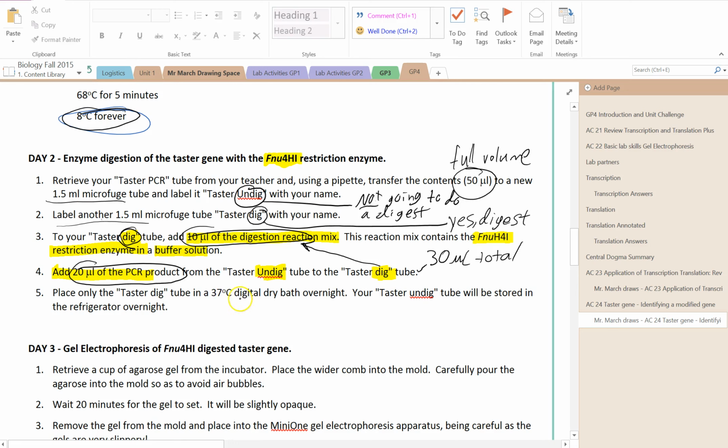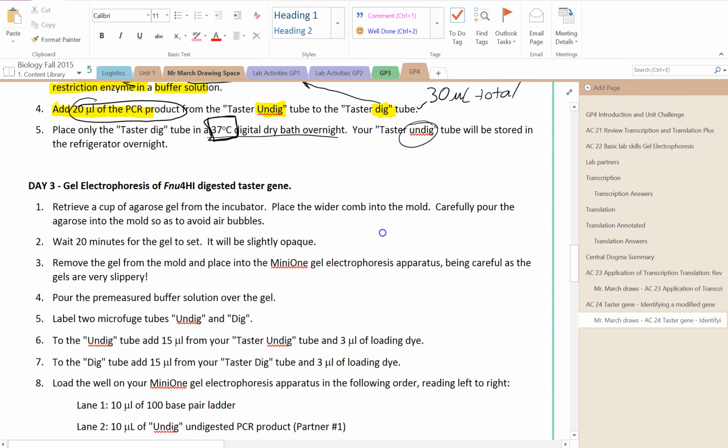We're going to place this tube in the 37-degree digital dry bath overnight, and we're going to put the undigested tube into the refrigerator. The restriction enzyme works best at 37 degrees, and so that's why we're going to put it in there. We'll let it warm up overnight and do its thing.